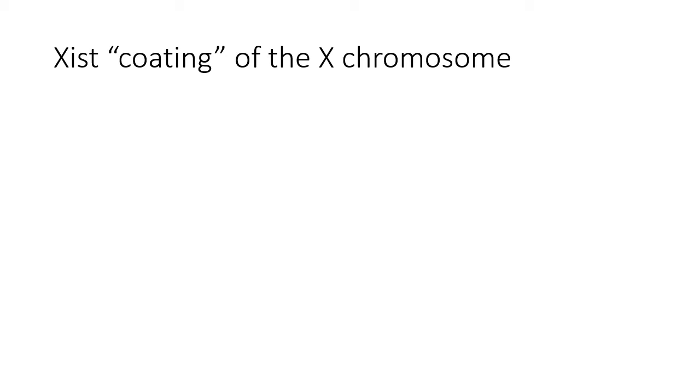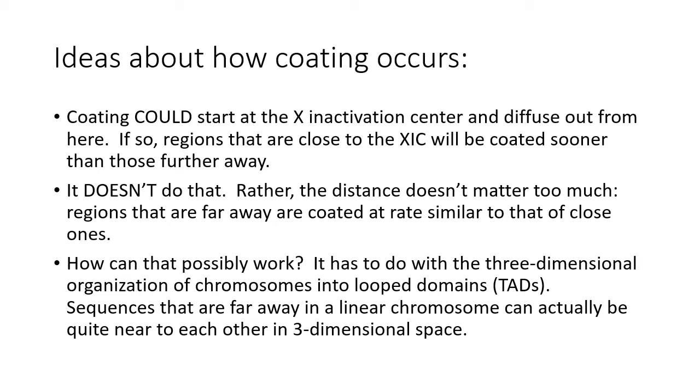Okay, so our real topic today is Xist coding of the X chromosome, and people are still figuring out really how this works. Okay, so we're going to consider two ideas about how the Xist RNA that starts at the X activation center manages to make its way all the way across the whole chromosome. So two models are under consideration, really. One is that it starts at the XIC and then spreads out in a uniform way, diffuses basically along the length of the chromosome. Well, it turns out it doesn't do that.